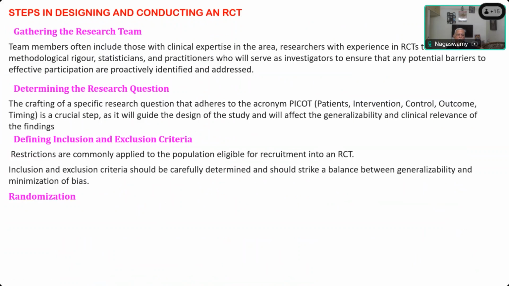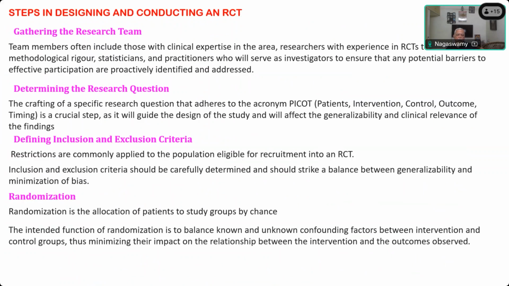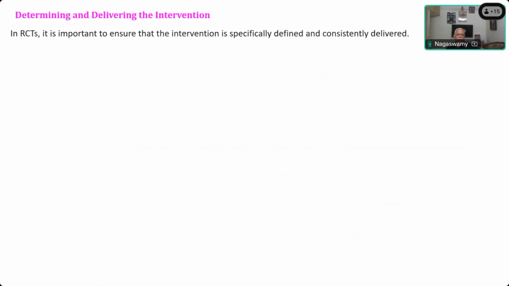Then comes randomization, which is the allocation of patients to study groups by chance. The intended function of randomization is to balance known and unknown confounding factors between intervention and control groups, thus minimizing their impact on the relationship between the intervention and the outcomes. It also reduces the bias that is likely to happen. Then the next step is determining and delivering the intervention. In RCTs, it is important to ensure that the intervention is specifically defined and consistently delivered.